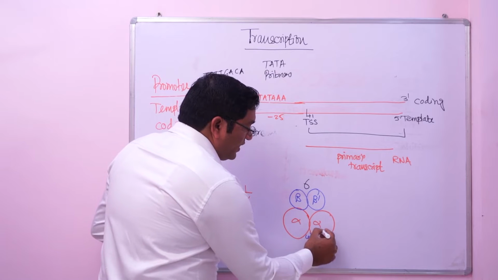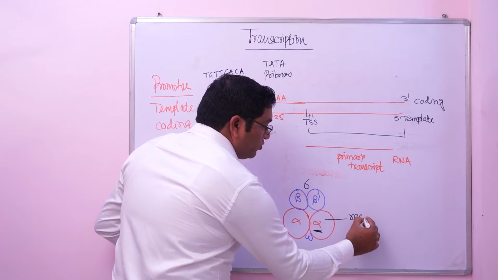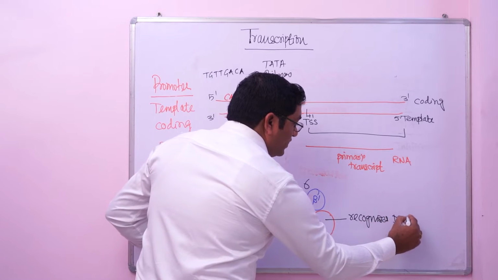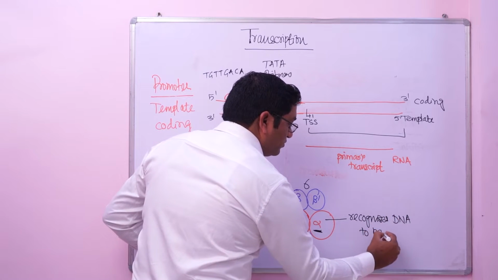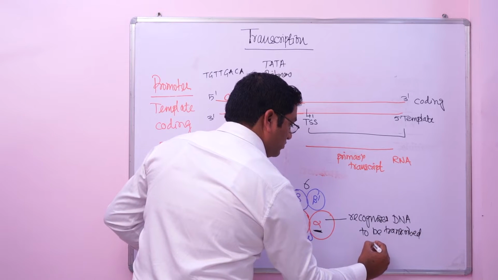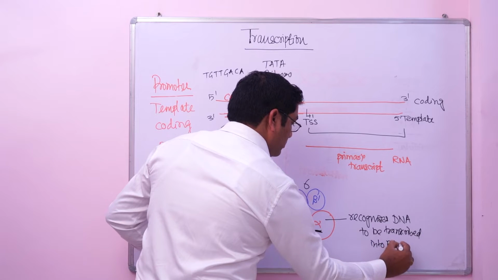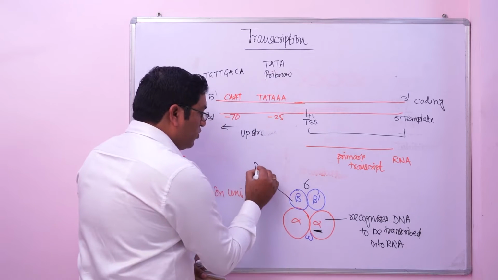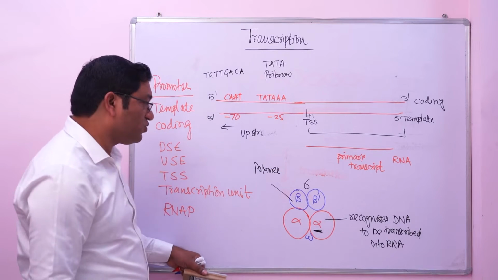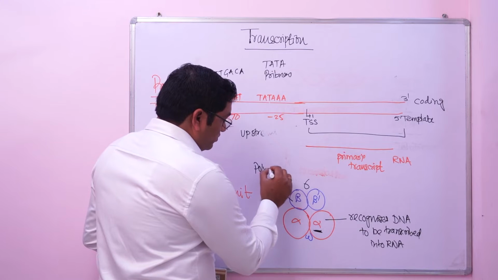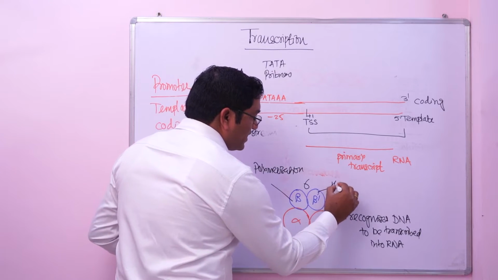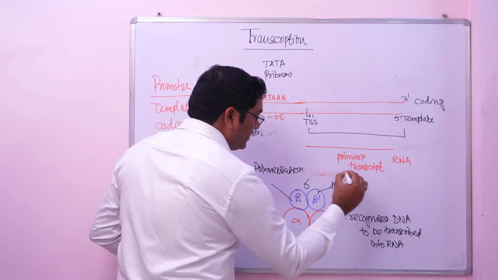This alpha recognizes the region of DNA to be transcribed into RNA. This beta causes polymerization. Polymerization means 3'-5' phosphodiester linkage formation. Beta prime has helicase activity and causes unwinding of the DNA.